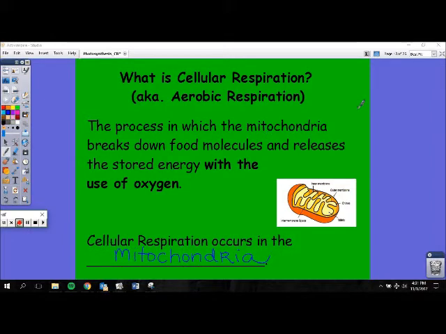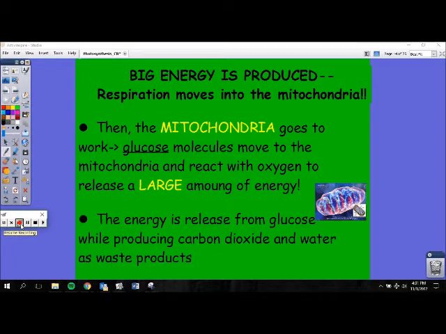Cellular respiration is the process in which the mitochondria breaks down food molecules and releases the stored energy with the help of oxygen. Remember, this does happen in the mitochondria. I'll give you a second to fill in your notes. But I really want to stress with you that the mitochondria is where the big energy is produced. The mitochondria goes to work.